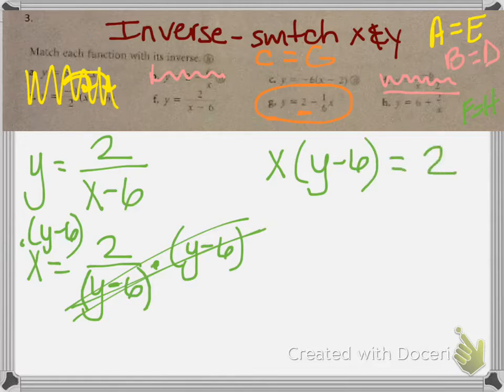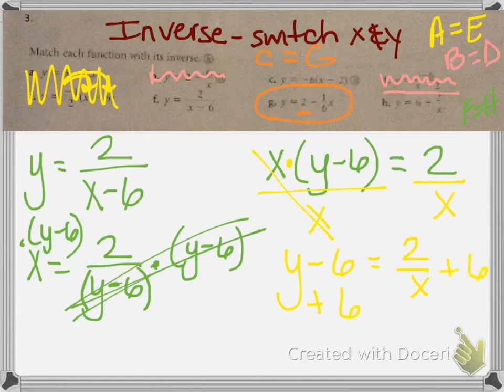And just like last time when I was trying to get rid of some multiplication stuff, I used my division property. I'm going to do the same thing. So I'm going to divide by x and divide by x. I get y minus 6 equals 2 over x. And then I add 6 to both sides, leaving me with y equals 2 over x plus 6. And don't you know, matches right up with H. So indeed, F does equal H.